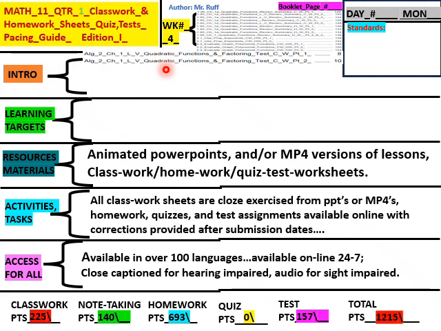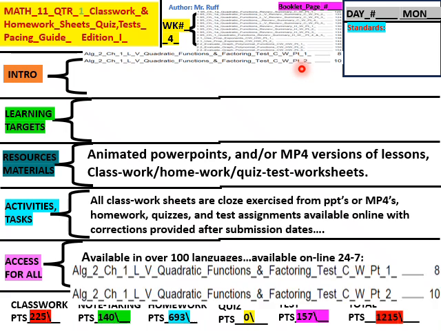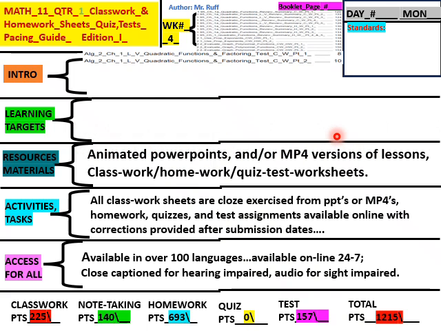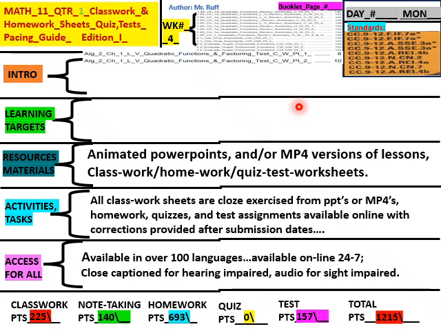And then here's our test, classwork Part 1, Part 2, Algebra 2, Chapter 1. It's a 2-part test, so it'll take 2 separate sessions. And then here it is again. And then our intro, do we have an intro?